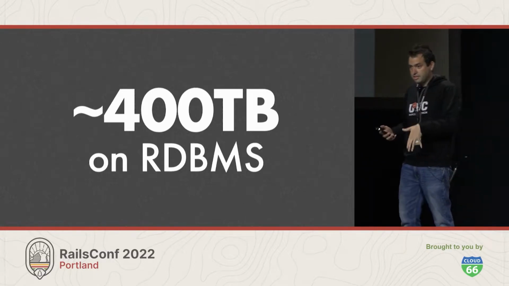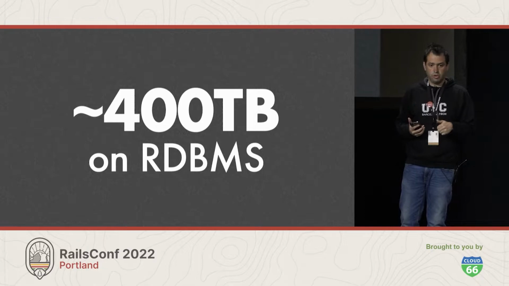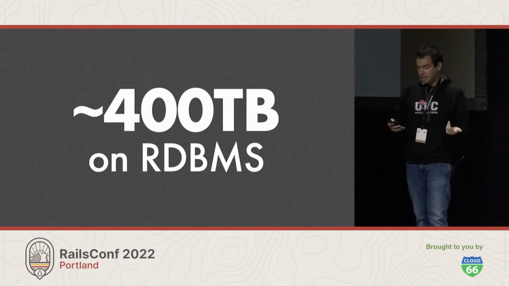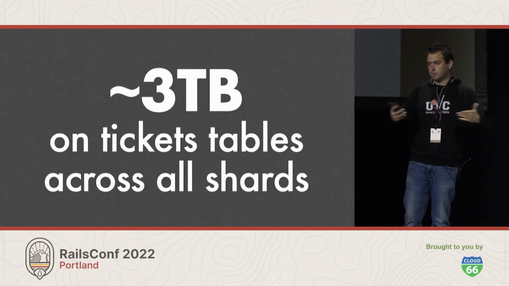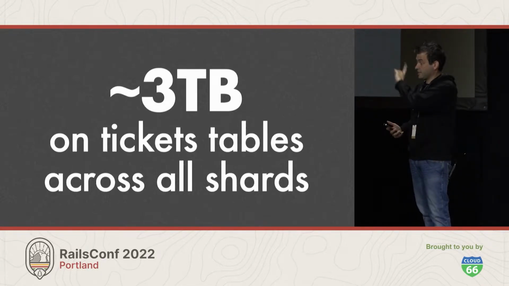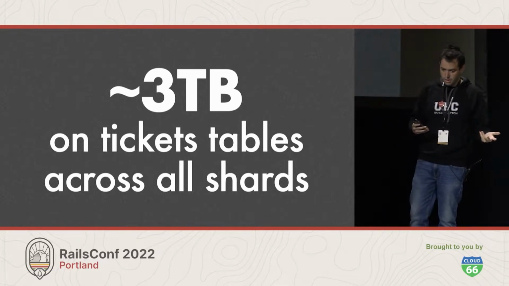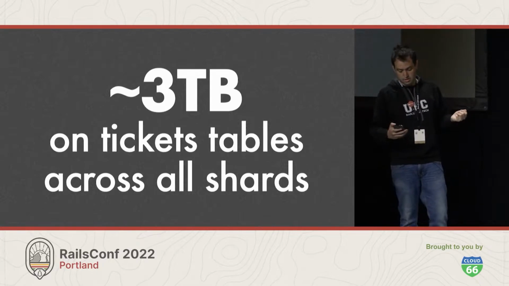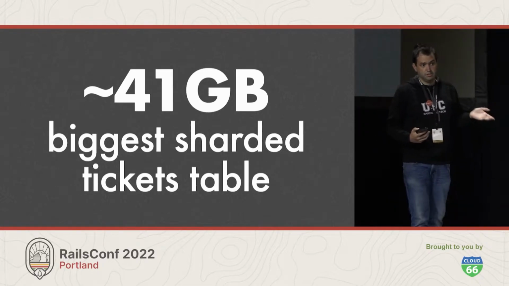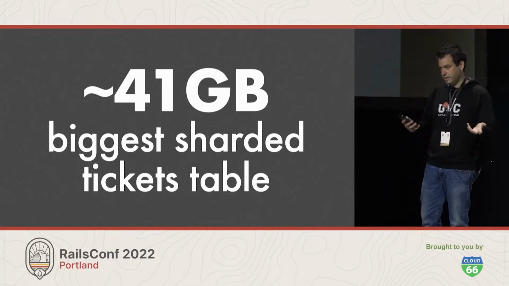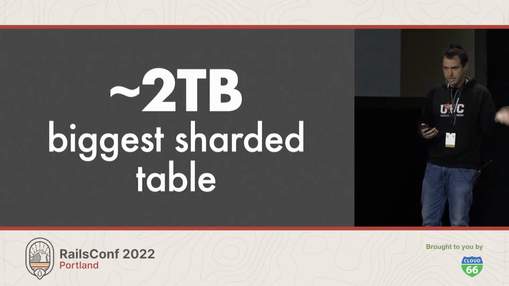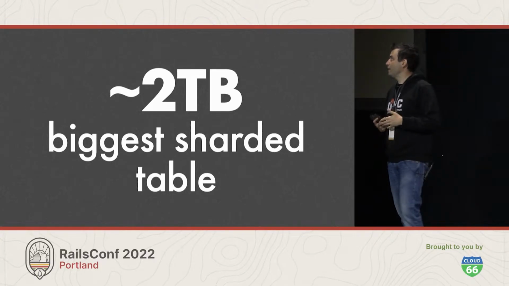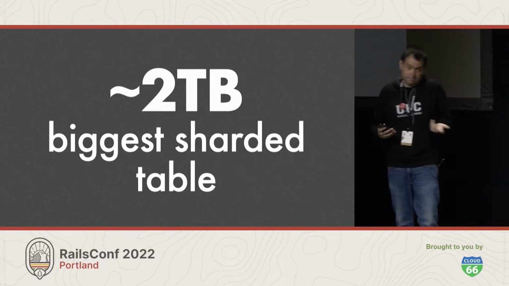On our relational databases, the ones directly related to the monolith are around 400 terabytes. So it's pretty big. On the tickets table, obviously the tickets table has lots of associations and all that. We have 3 terabytes across all shards. And yes, sharding helps a lot, but still we have very big tables. The biggest tickets table is 41 gigabytes alone. And we have a table, events, that in one shard is 2 terabytes. So these are problems that are hard to work with. Interesting problems, though.